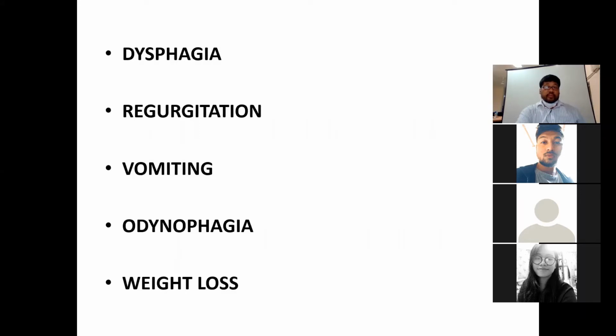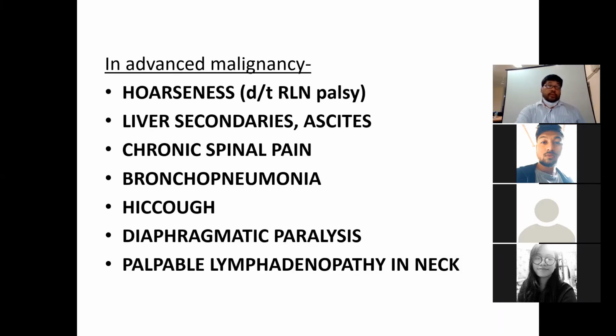But as the case advances, with advanced malignancy, the patient may complain of hoarseness of voice, which is due to recurrent laryngeal nerve palsy, or there can be liver secondaries or ascites, or if the spine is involved, there can be chronic spinal pain. If the chest is involved, there can be bronchopneumonia, or if the diaphragm is involved because of phrenic nerve irritation or involvement, the patient may have hiccups or diaphragmatic paralysis.